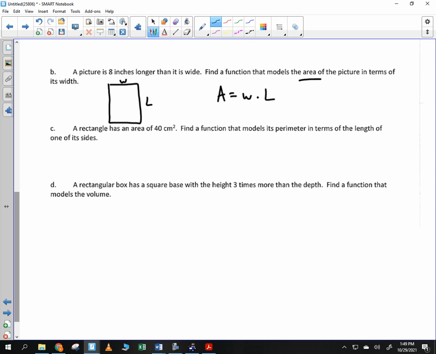Good. Now, I don't want width times length. I want just 1 variable, not 2. Somebody see something there I can use? L equals W plus 8. Yep, very good. L is equal to W plus 8, because it says the picture is 8 inches longer than it is wide. So I'm going to use this right here and plug it into there. Area is equal to W squared plus 8W. Not too bad, huh? Okay, wait a minute. I think I might be getting this.